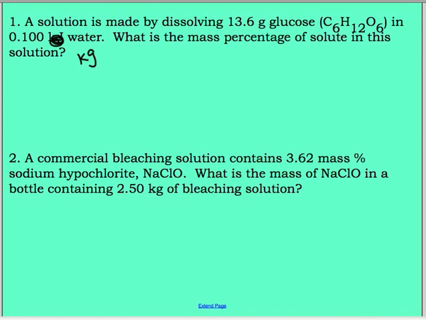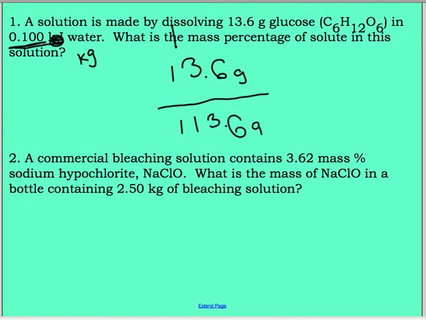So if we're going to do percent composition, basically mass percent, we're going to do our part, which is 13.6 grams, over our total. If we look at our total, we have 0.1 kilograms, which is 100 grams. And we also have 13.6 grams. So our total is 113.6. All I did is turn them into the same unit and add them together. Times 100. And we should get 11.97. So 12.0 with sig figs. Again, atrocious writing, but 12.0%.